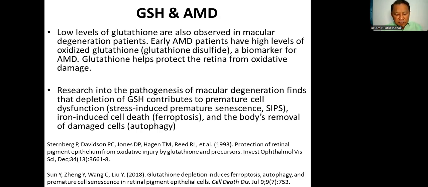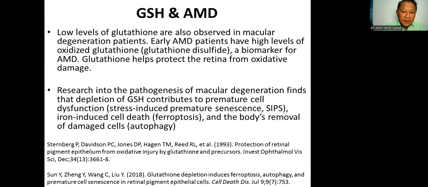Autophagy is the recycling of damaged and old cell parts to prevent further damage to the cells and to prevent cancer. All require glutathione. So if there is depletion of glutathione in the retina, and in particular the macular part, then you have thinning of the retina there and loss of function of the macular cells, and therefore you lose your vision.